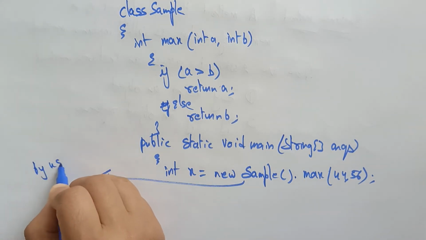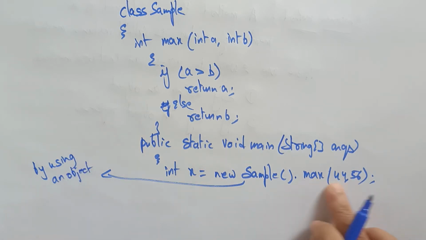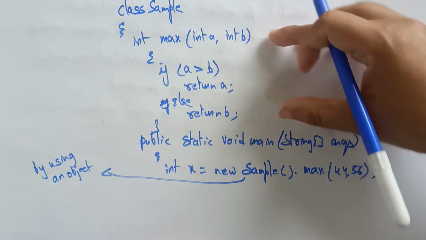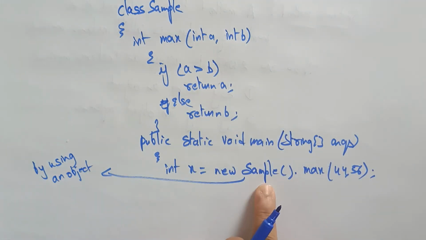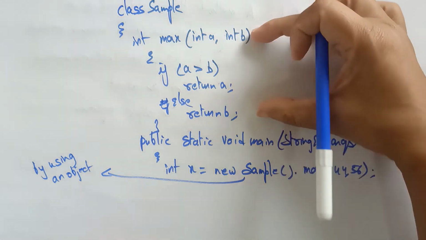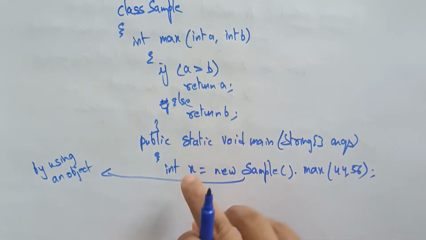By using an object, I am accessing the instance method. This is my instance method, and I am accessing it by using an object. New Sample is my object. New is the keyword that creates an object, Sample is the class. So new Sample dot max is accessing an instance method. And where do I store the return value?